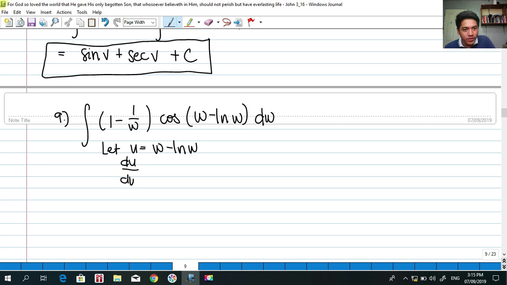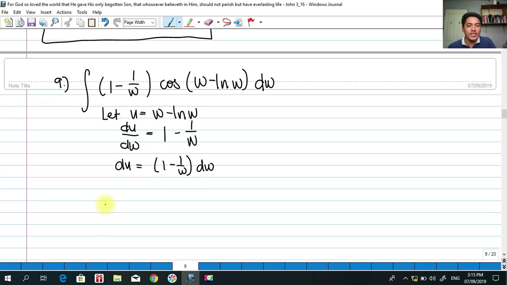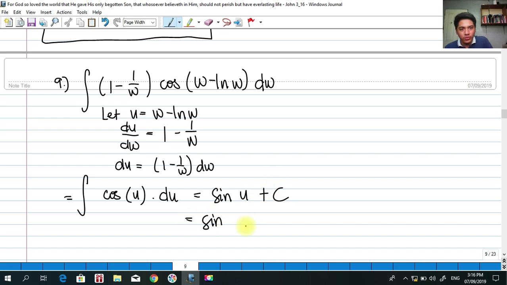So we have du with respect to w is simply 1 minus the derivative of ln w. The derivative of ln is the derivative of the inside function over the original function, so that is 1 over w. So du is simply equal to (1 - 1/w) dw, which is available here in our integrand. So this is a simple u substitution. We have cosine of u, which is cosine of (w - ln w), multiplied by du, and we can simply integrate this. The integral of cosine u is simply sine u plus c, but technically u is equal to w - ln of w, so we have sine of (w - ln w) plus c. Hence, this should be our answer for problem number 9.